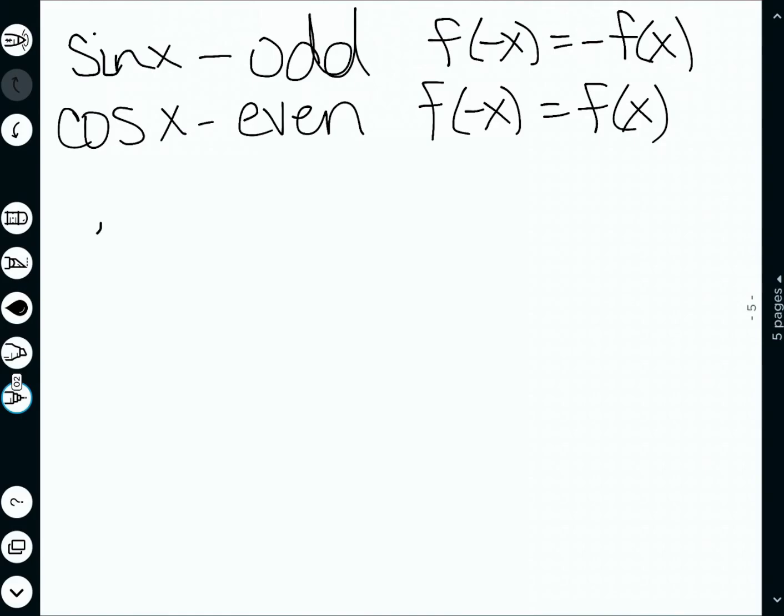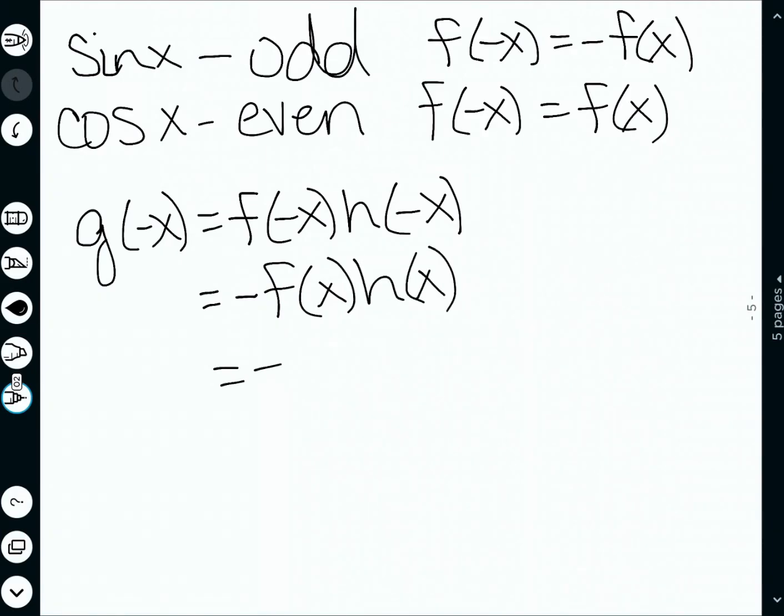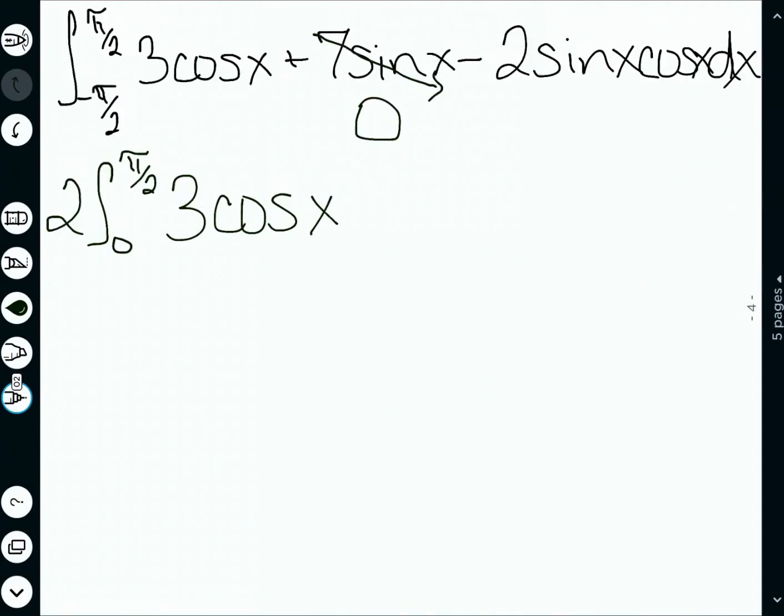So, let's think of something, g of negative x, which is sine times cosine. Well, sine is odd and cosine is even, so we can see that we have this extra negative sign floating around, so this must be an odd function. We can now go back to this and realize that this is 0.